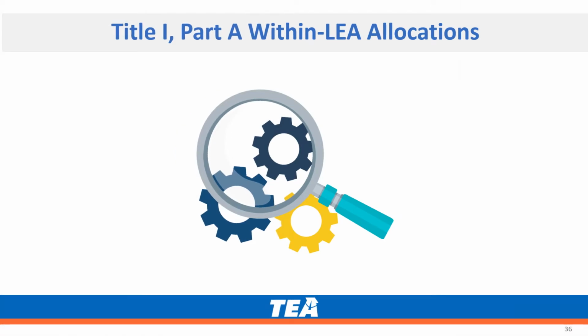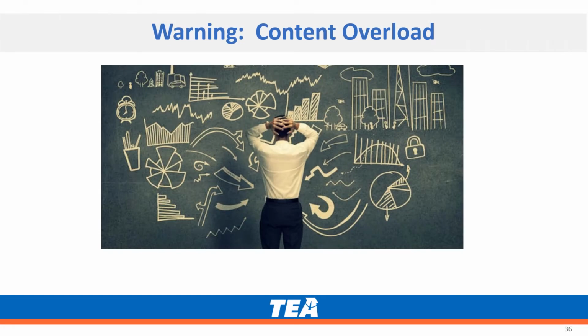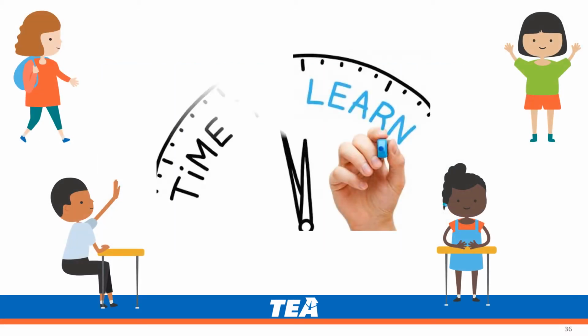Today's training is an overview of the Title I Part A Within-LEA Allocations process. This process can be very complex due to all of the options available to LEAs in determining Title I Part A eligibility for campuses. It will be normal for you to feel like this at times. However, stay with me through the training and let's go ahead and get started.